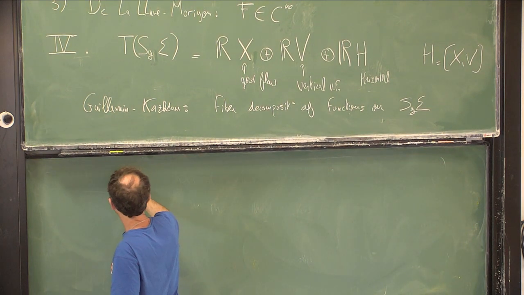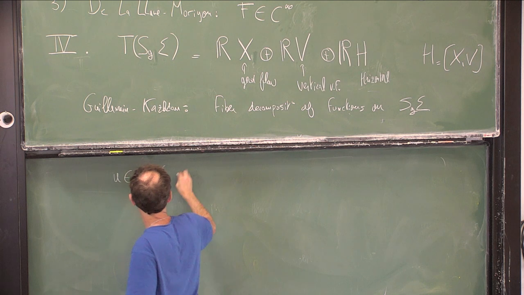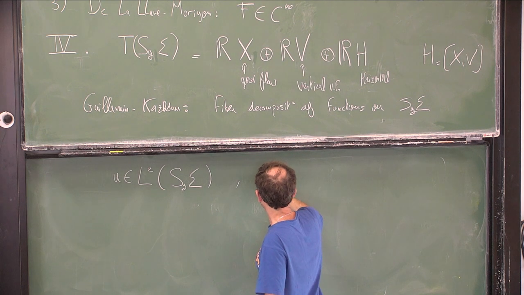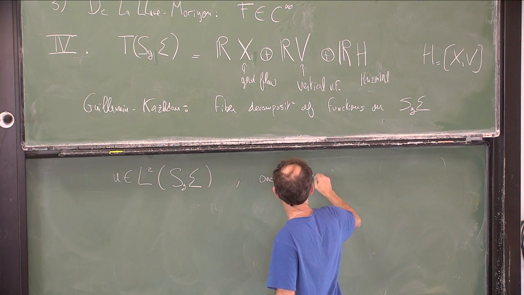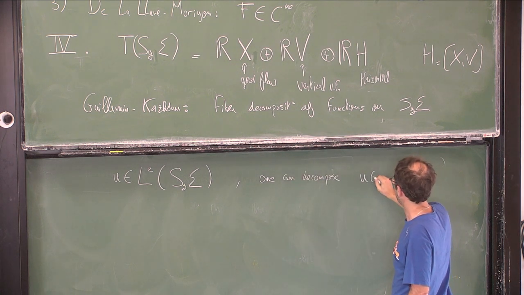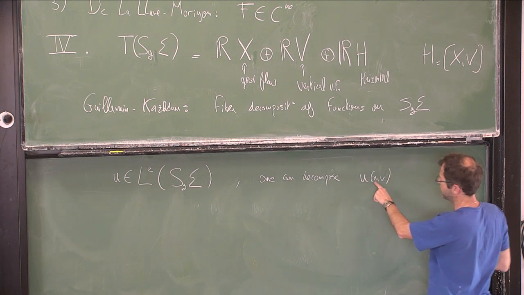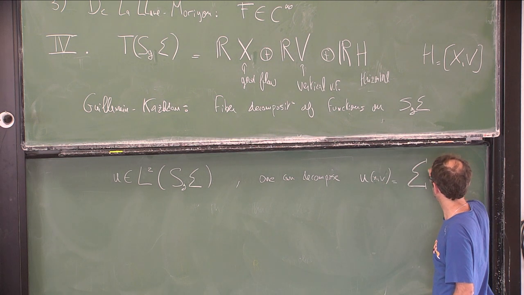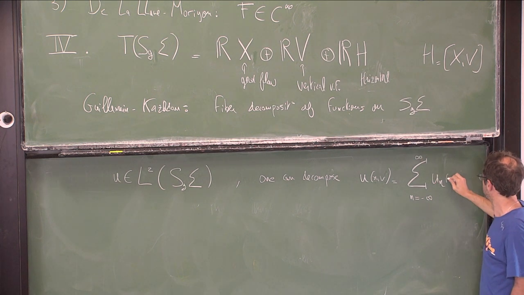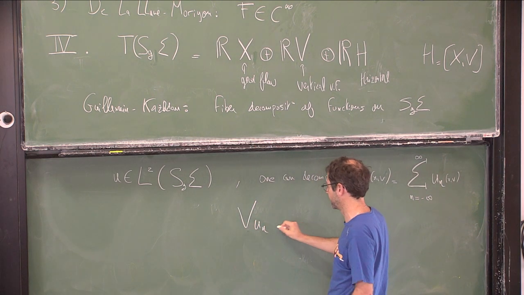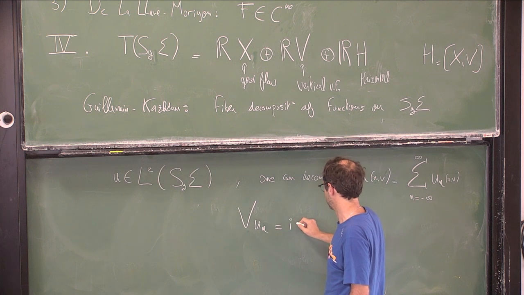So what it says is that if u is a function which is L2 on SΣ, with respect to the Liouville measure, then one can decompose u of x and v, where x is the base point and v is the tangent vector at x. We can decompose it in Fourier series like this. And what u_n satisfies is that if you apply this vertical vector field, it is equal to i n times u_n.